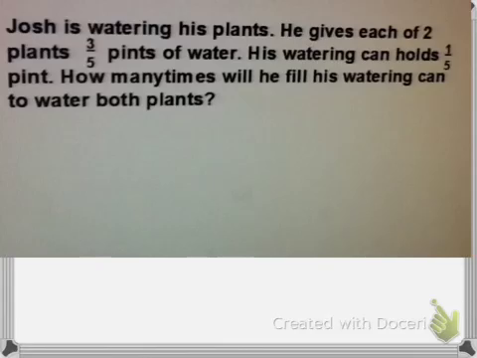Okay, now the tricky part that a lot of kids seem to struggle with a little bit today was word problems. I have this problem that I just typed out to see if we could get it on here well. And on this problem, it says Josh is watering his plants. He gives each of 2, and I like to circle as I go, 2 plants 3/5 pints of water. His watering can holds 1/5 pint. How many times will he fill his watering can to water both plants?